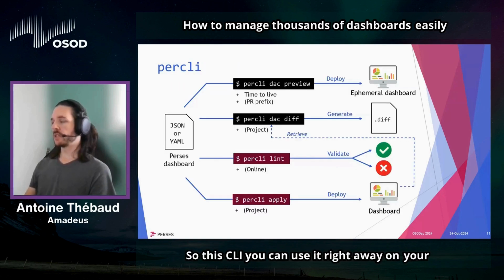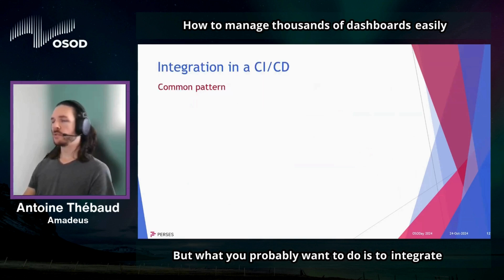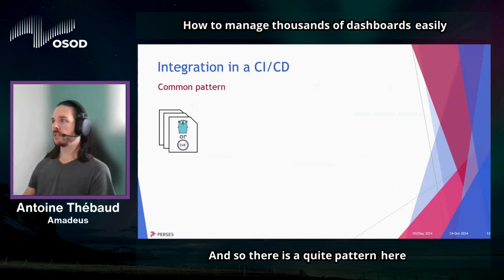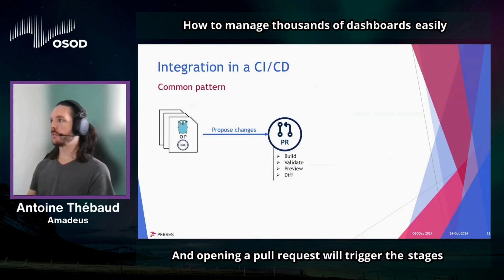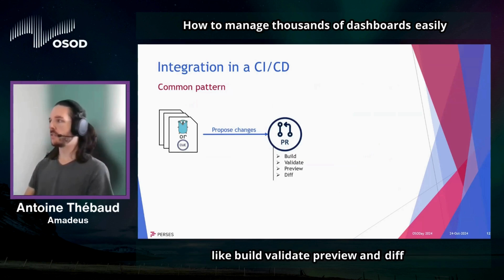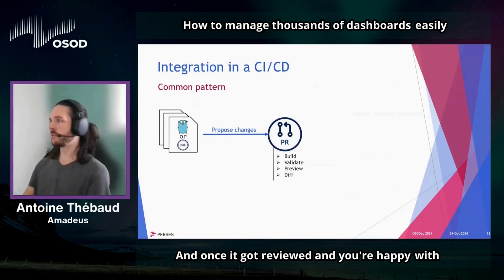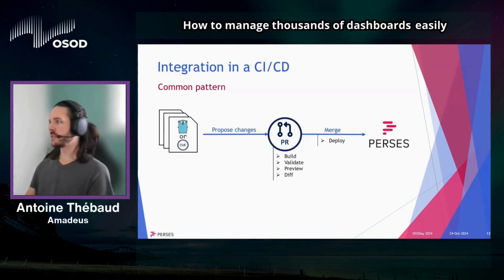You can use this CLI right away in your local environment, on your laptop. But what you probably want to do is integrate it in a CI/CD pipeline, and there is a fairly generic pattern here. You have your repository with different dashboards as code. You open a pull request, which triggers stages like build, validate, preview, and diff. Once it has been reviewed and you're happy with the changes, you merge the pull request and it gets deployed to Perseus.